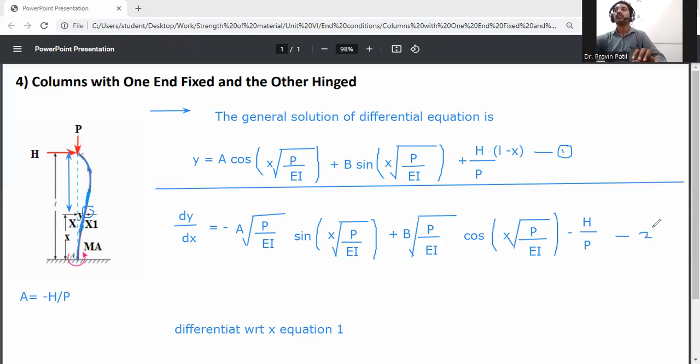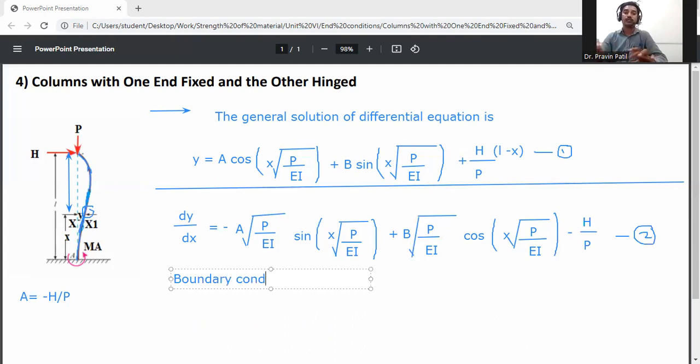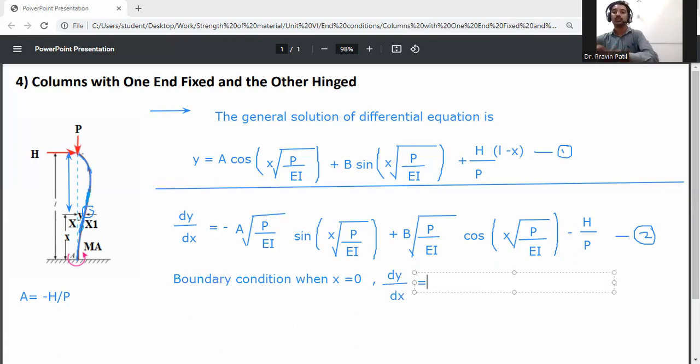So apply the second differential, apply the second boundary condition. When x is equal to 0, dy by dx is equal to 0. Dy by dx is equal to 0 in equation 2. Okay. So dy by dx will get 0.